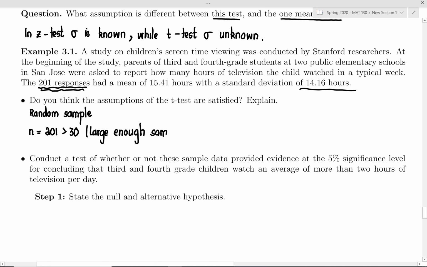And now the final question is, do we know the population standard deviation or not? If we look at it, we're given a standard deviation of 14.16 hours, but this is the standard deviation for the 201 responses we had, not the entire population, but this sample here. So sigma in this case is unknown. So we are in the case of sigma unknown, random sample, and our sample is large enough so that the sampling distribution of the sample mean is going to be approximately normally distributed via the central limit theorem.